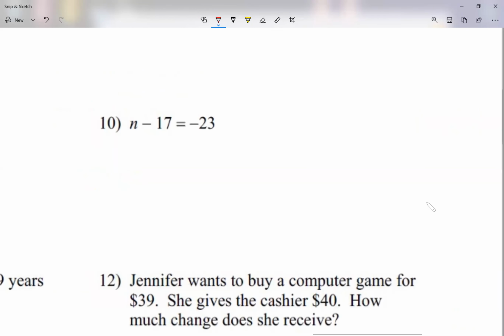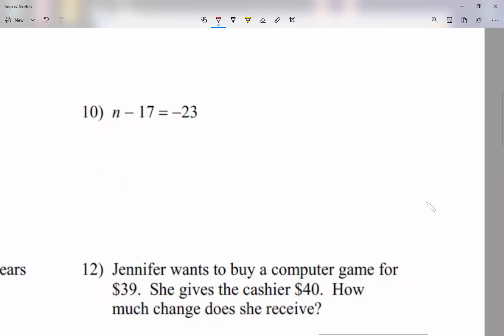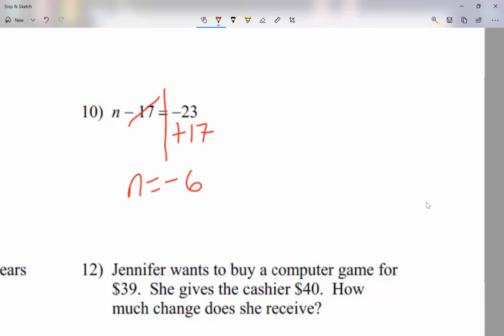Now looking at question number 10. Let me separate them through the equal sign. My minus 17, because I want the n by itself, I'm going to cross it out. I'm going to write it on the other side as a plus 17. Now I have a negative and a positive. When the signs are different, I subtract the values and keep the sign of the large one. So when I subtract 23 minus 17, I get 6. The large sign is negative. So my answer is negative 6.